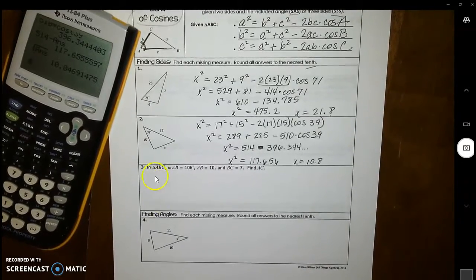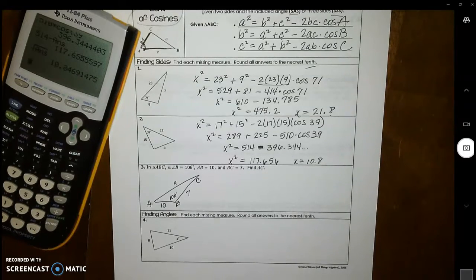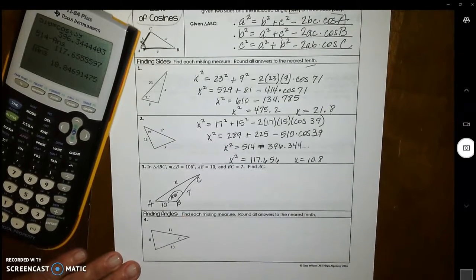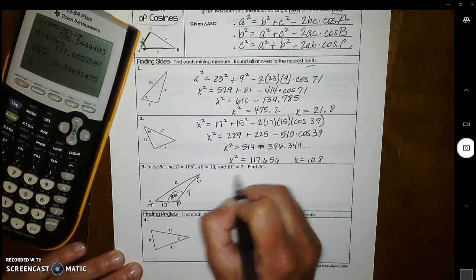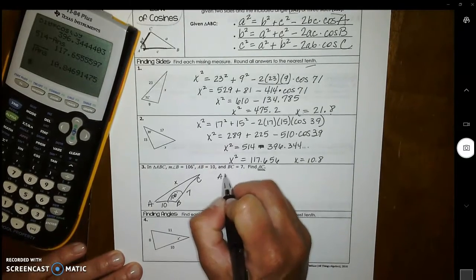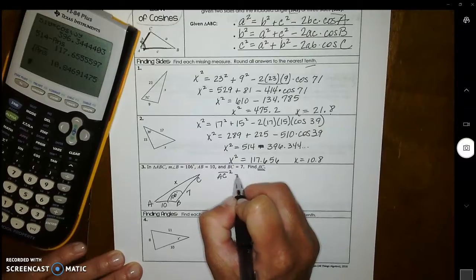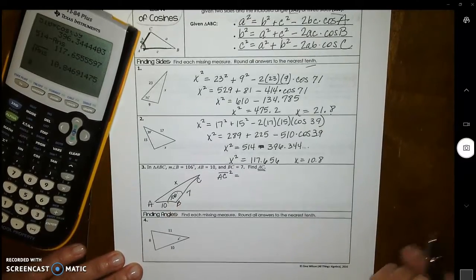Example number 3, it says in triangle ABC, so you may have to draw a triangle. All right, so I drew my triangle. I even tried to draw it to scale, and so I have an obtuse angle at angle B, so I made angle ABC obtuse. I put my information in. Let's go do the law of cosines and see what we get. Okay, so I know that side AC squared, I labeled it as x over here.